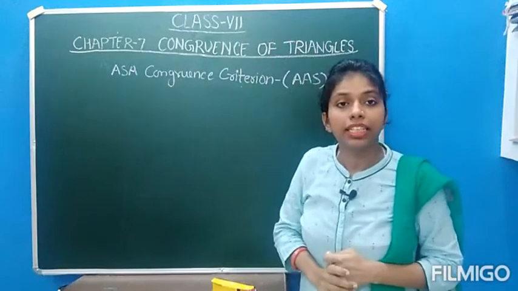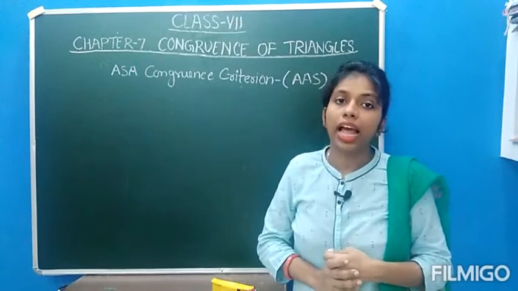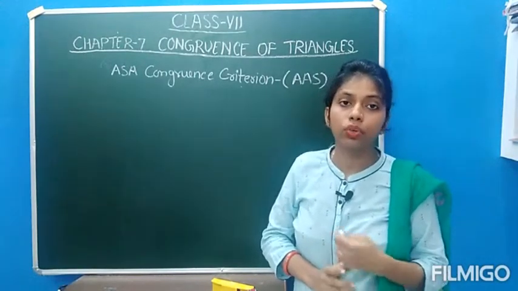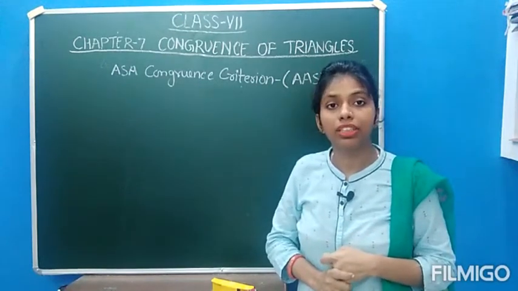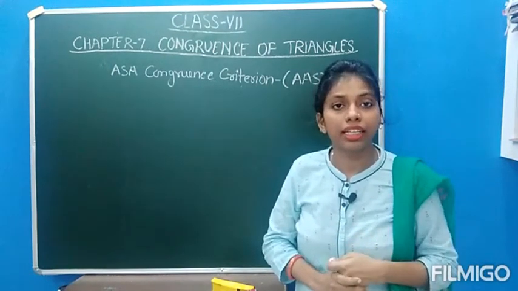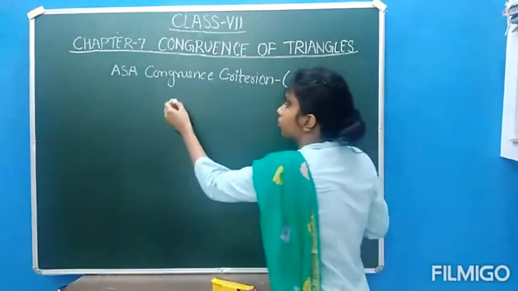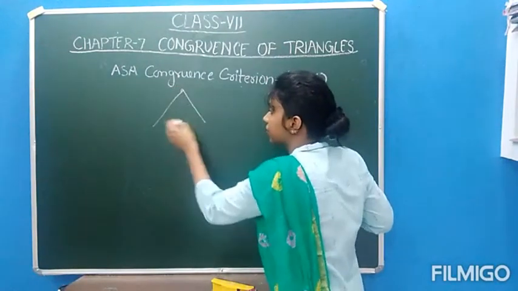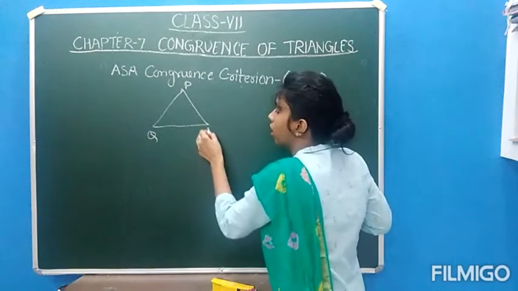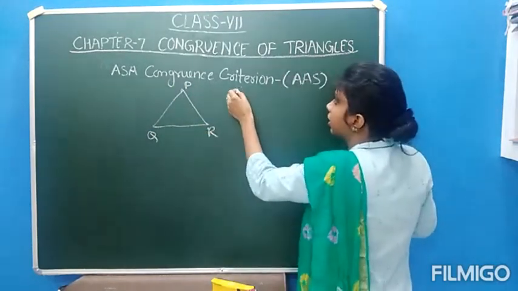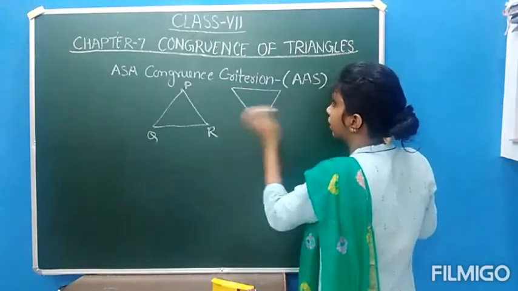Let's see in this criterion, if in any triangle two angles and the side between them are equal to the two corresponding angles and the side between them of another triangle, then we say that they are congruent. Let's see it by the figure. Suppose we have a triangle like this. This is triangle PQR, and another triangle.